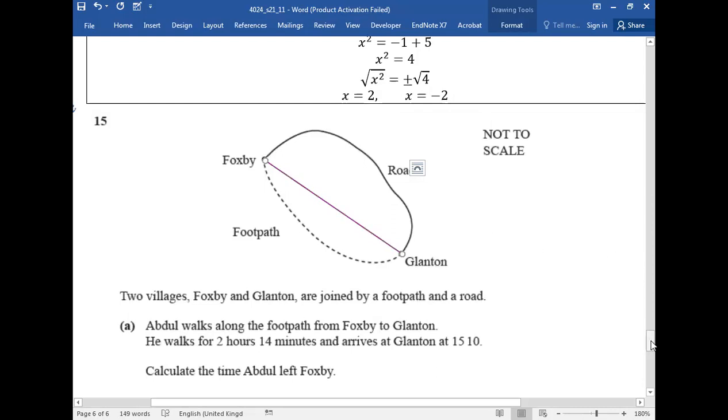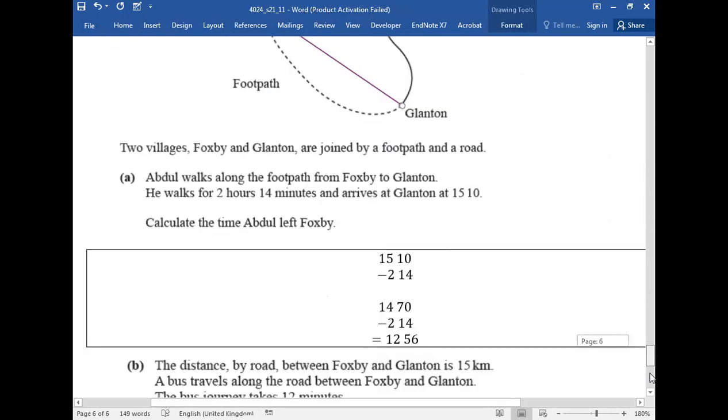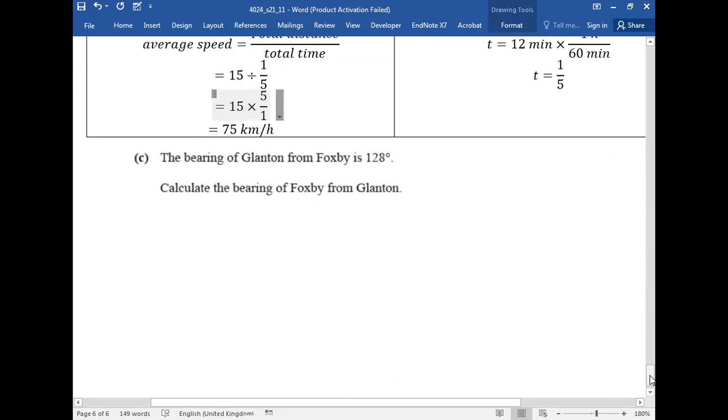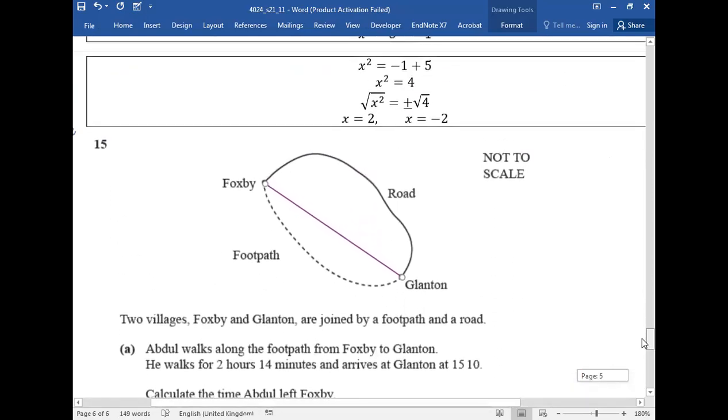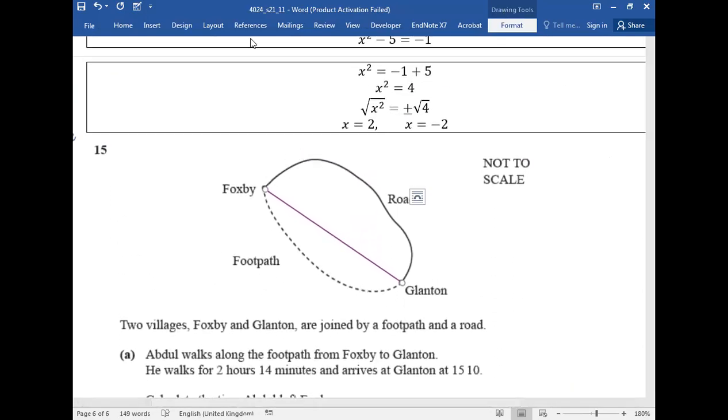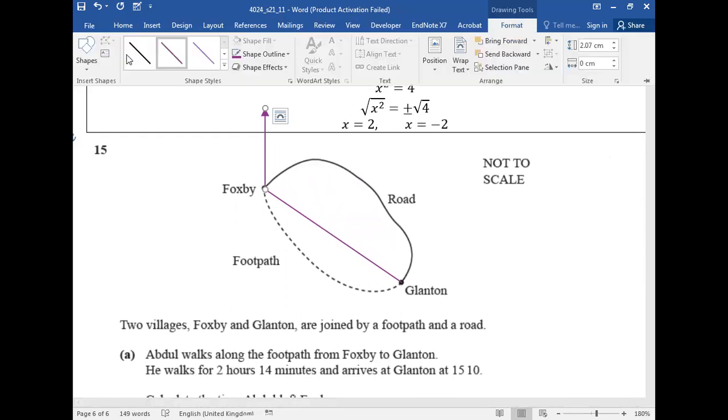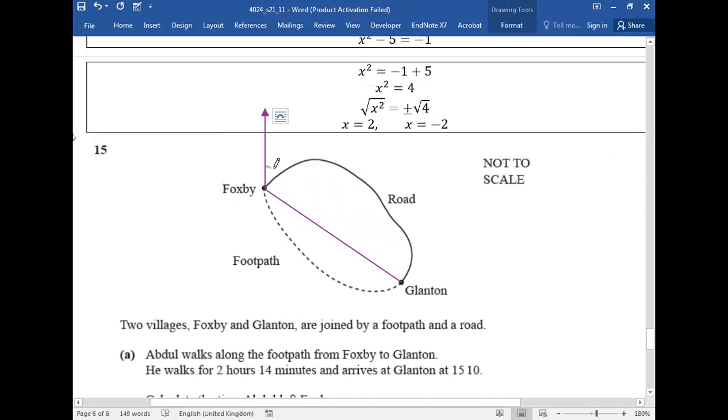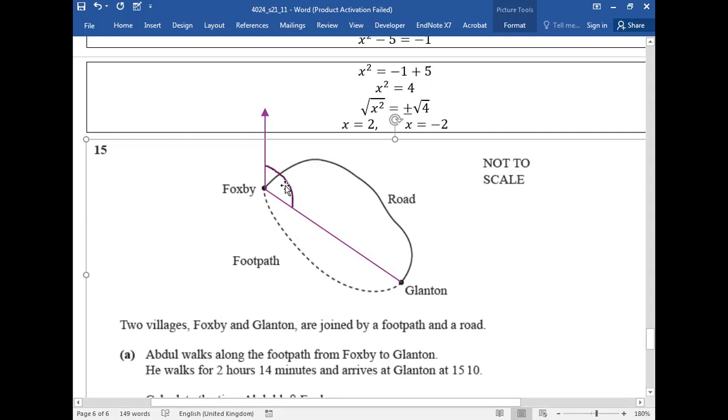And then the question said bearing from... पूछा क्या है, given क्या है, from Foxby is given as 128. So if I draw a north on Foxby, Foxby पे north अगर बनाऊं, निकालना Glanton का ही, right? And take a clockwise angle. This angle is 128. Is that right, class? The angle that I've drawn is 128.